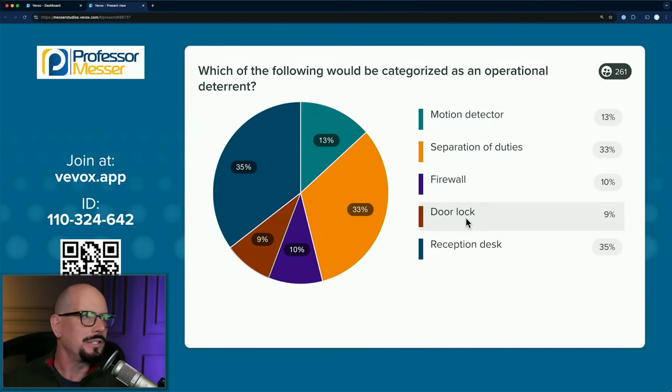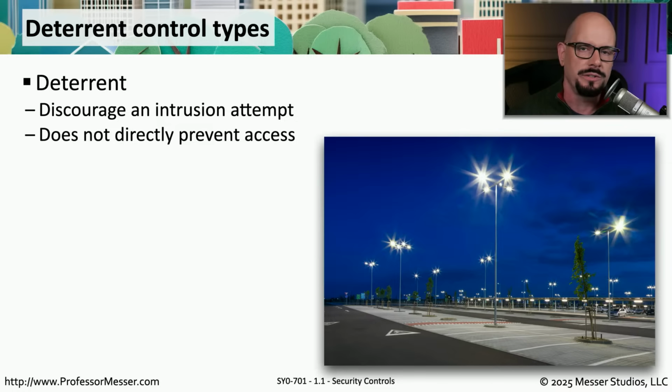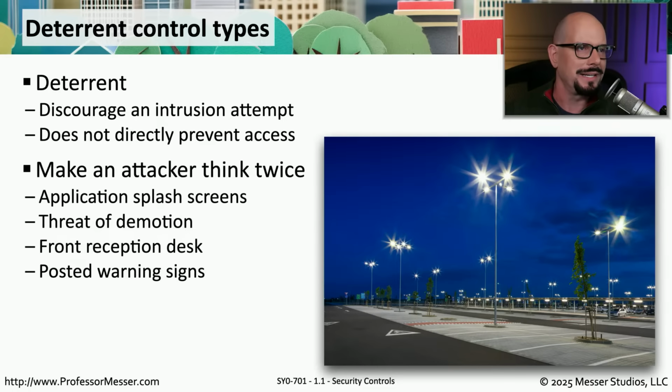So let's talk about a deterrent. Let's take that word first and break it out. If we're trying to deter someone from performing a particular function, we're trying to prevent this from happening. We're trying to discourage it. We're trying to scare you off. We're trying to make sure that you're not able to directly access whatever it is you're trying to get to.